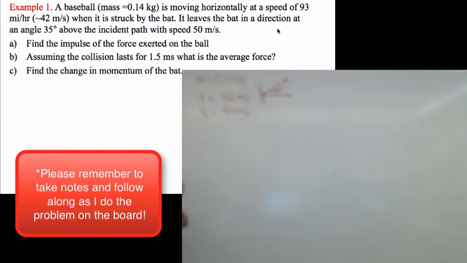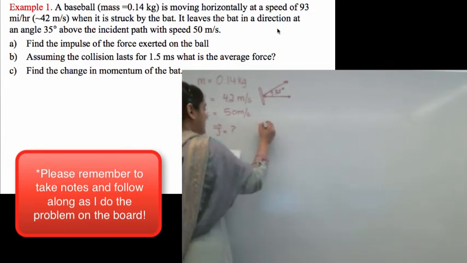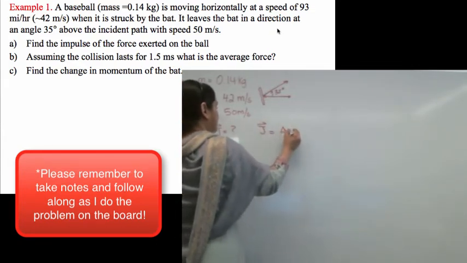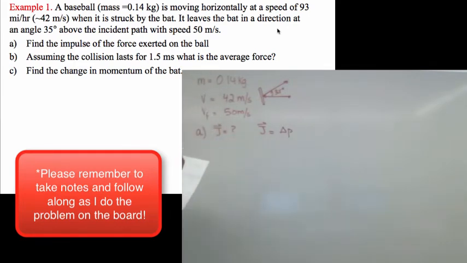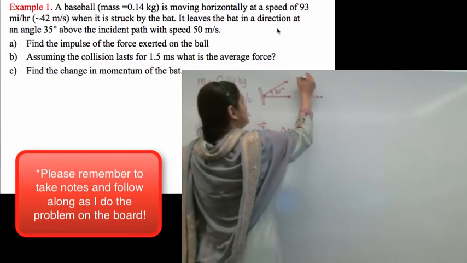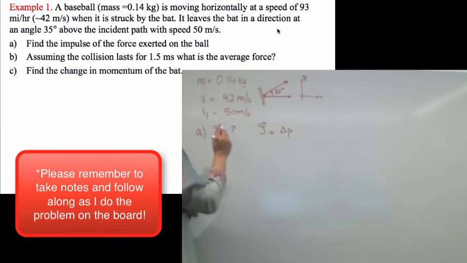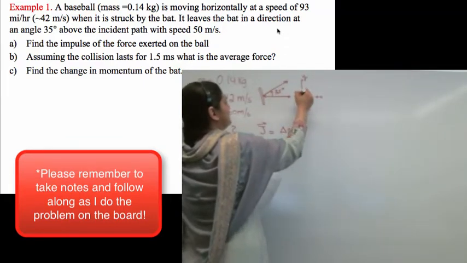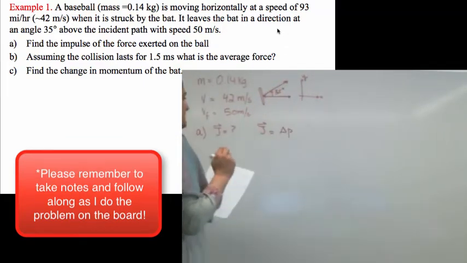Now what it's asking me to do is find the impulse of the force. So first of all, it's asking me to find what J is. Note that J is a vector quantity, and it's asking for the J on the ball that is being hit. What I know is J equals delta P, right? Agreed? However, in this case, if I consider this to be my x-axis and this to be my y-axis, I am going to run into trouble, because when it goes back, it has an x component as well as a y component.